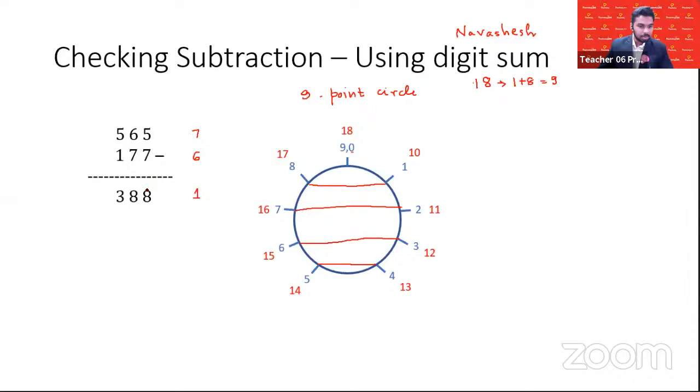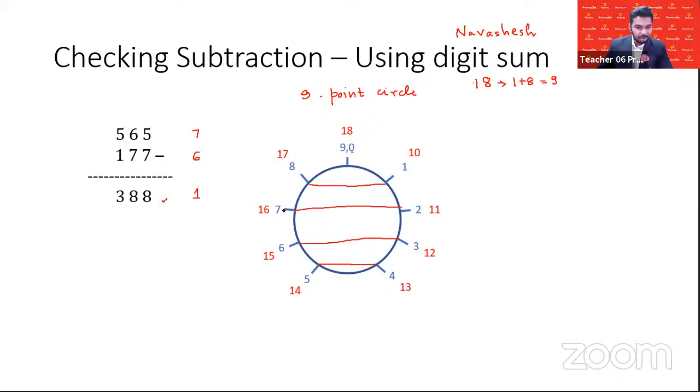So let us add it back. 8 plus 7 is 15. There is an addition. There is 16. But this seems to be right. So are we making any mistake? So we go back to here. 7 is appearing here. 7 minus 6.